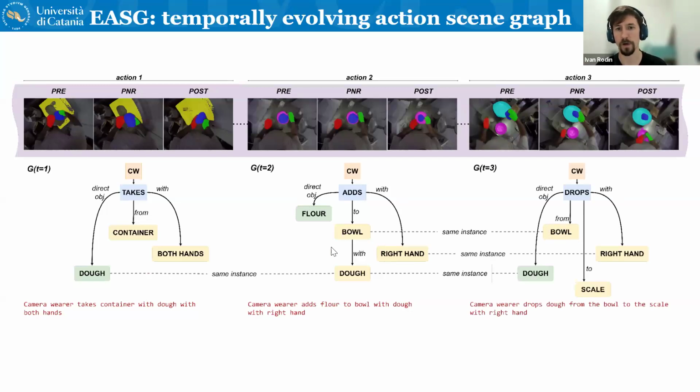And at the same time, we also want to track the objects, because if we say that the camera wearer performs activities with the dough, there can be another piece of dough; there can be several objects of the same class, and we of course want to match them temporally. If we take all of this and combine it, we get the egocentric action scene graph, which is a temporally evolving graph capturing activities and the manipulated objects, or objects involved in the activities in one way or another.